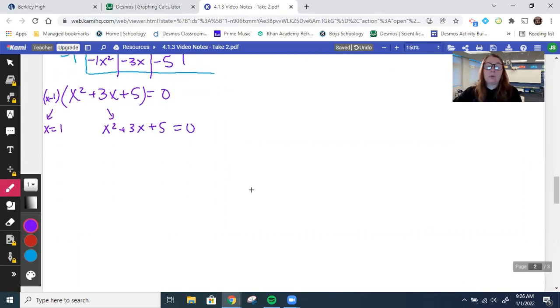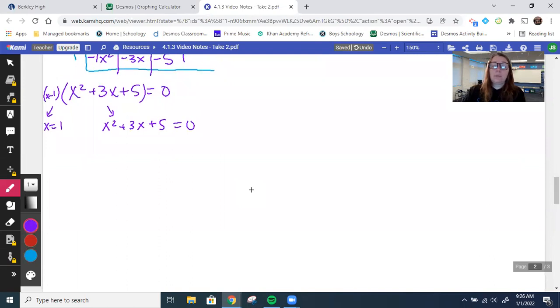Okay, that's not factorable. There aren't numbers that multiply to be 5 and add to be 3. So I'm going for my quadratic formula. So the opposite of b, so -3, plus or minus the square root of b squared minus 4 times a times c, all over 2a.